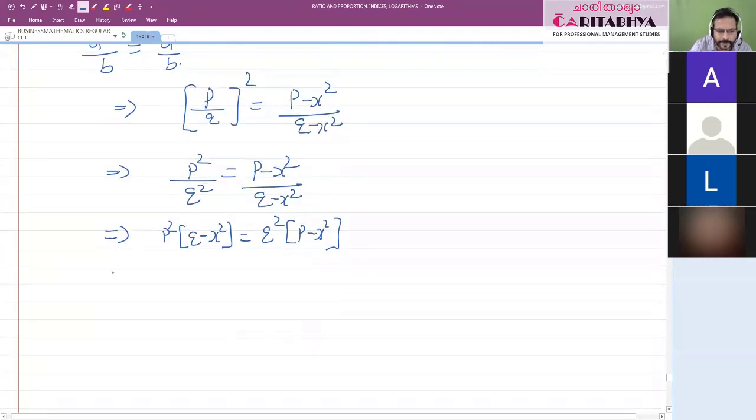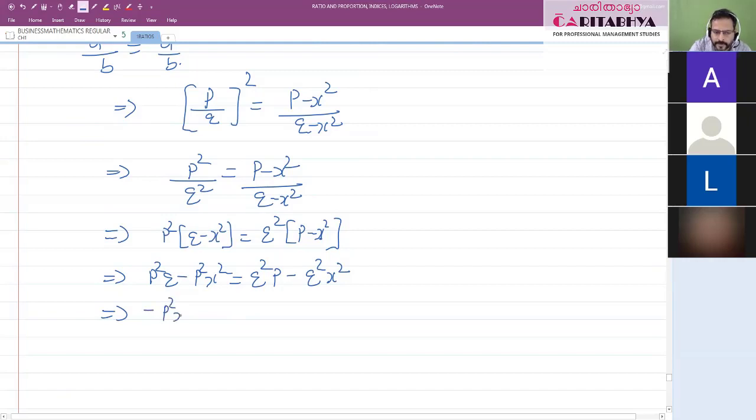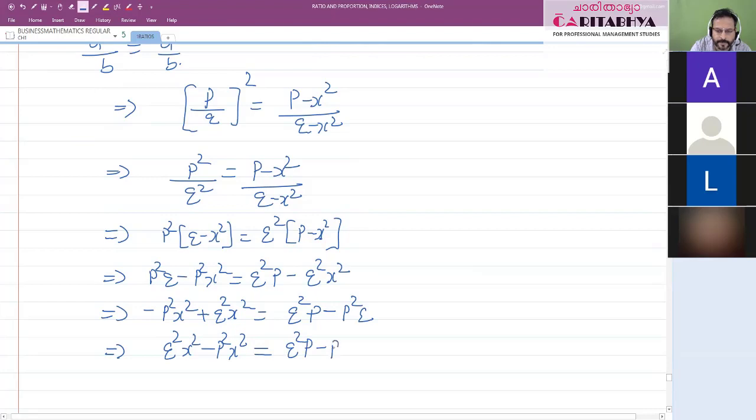Multiplying out, P²Q − P²x² is equal to Q²P − Q²x². Now we collect the x² terms on the LHS and the remaining terms on the RHS. Moving −P²x² and −Q²x² to the LHS gives plus Q²x² minus P²x². The RHS terms Q²P and P²Q, rearranged, gives Q²P − P²Q.